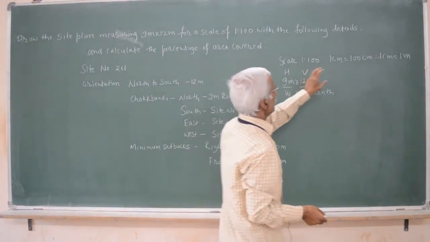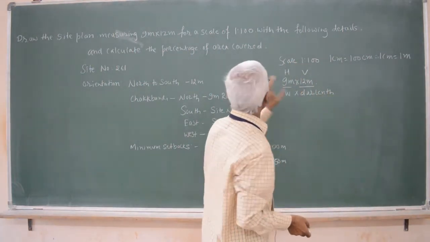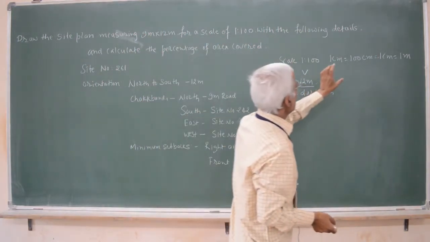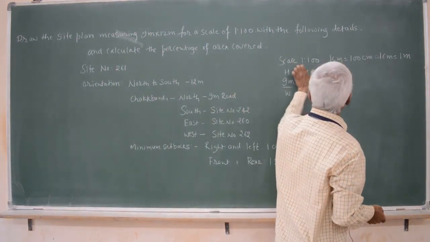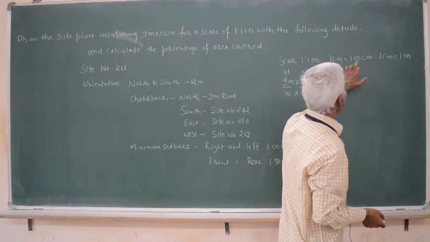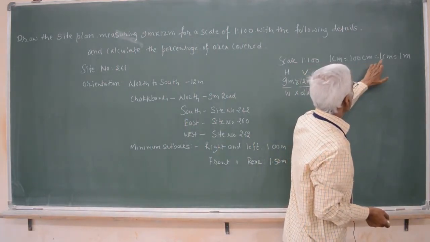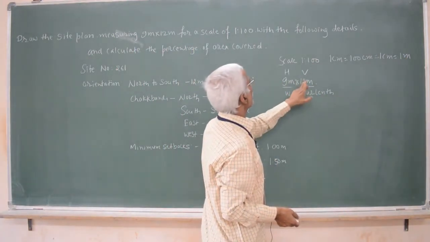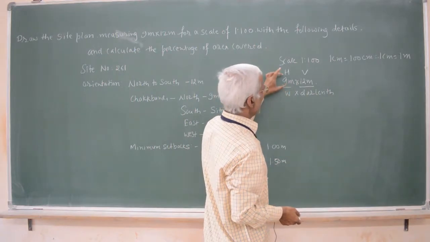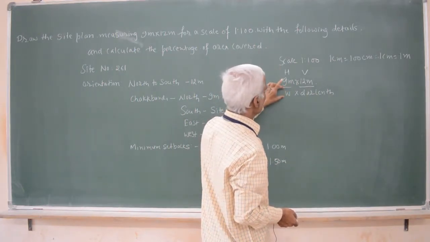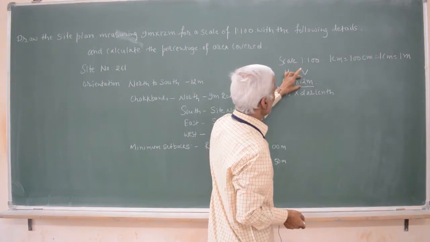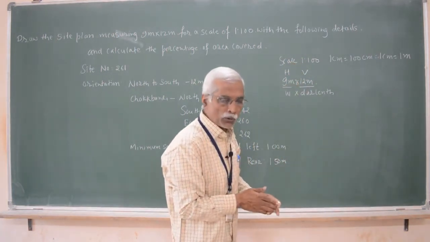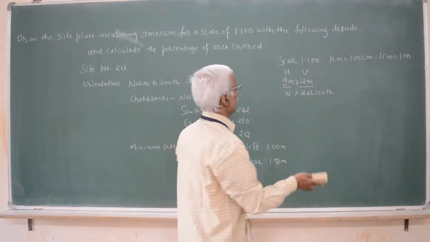Now you understood how to convert the dimension of the plot into the scale. That is, 1 in 100 means 1 centimeter equals 100 centimeter, which equals 1 centimeter equals 1 meter. Now here, 9 meter by 12 meter. 9 meter is the first dimension, always the width or horizontal, and 12 meter is always vertical, or depth or length. Now how to draw the site plan?